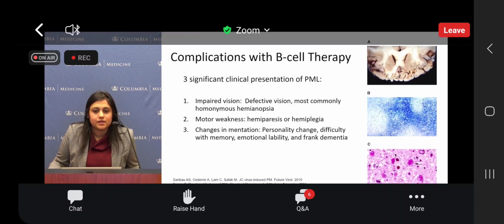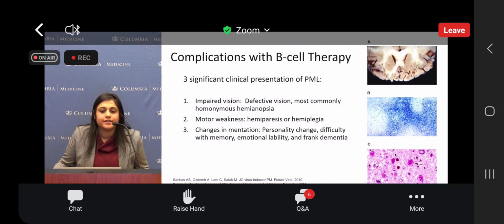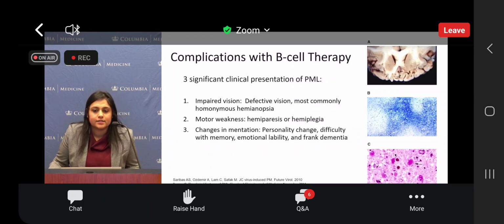And over here you can see the H&E staining of the brain sections of a PML patient, which reveal the infected oligodendrocytes that are detected by this round, dark staining of these eosinophilic inclusion bodies, which you can see over here. And then the arrow here points to an infected astrocyte.